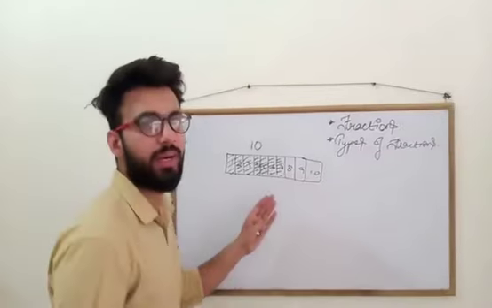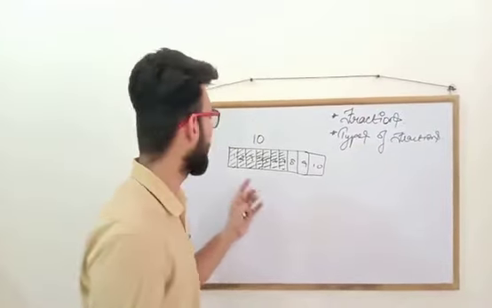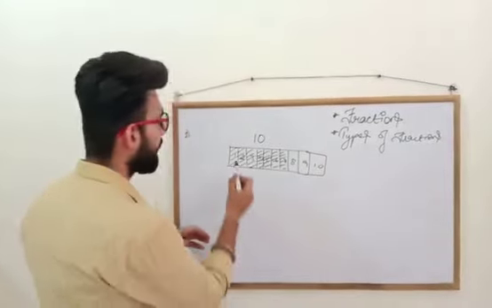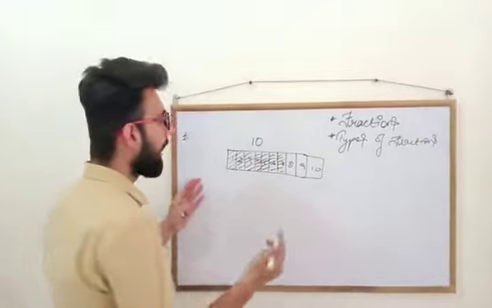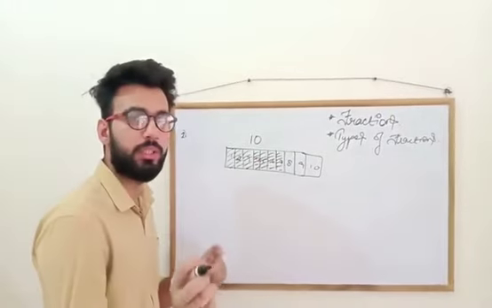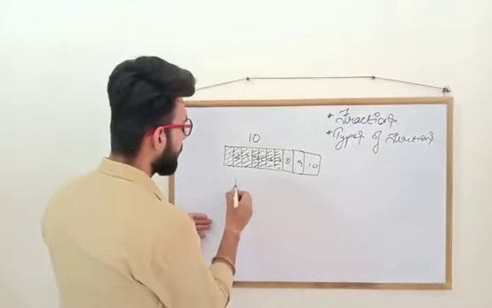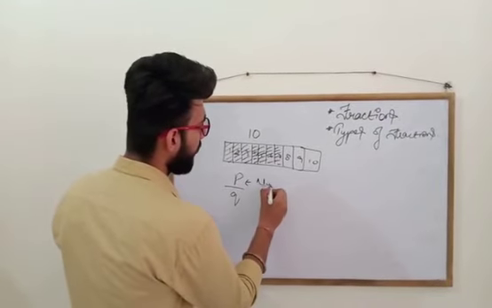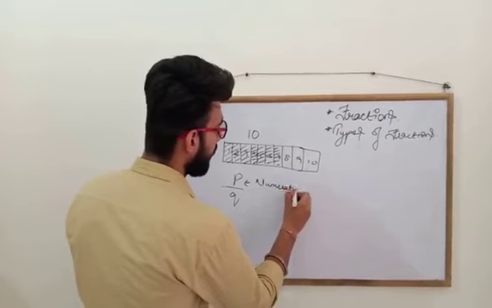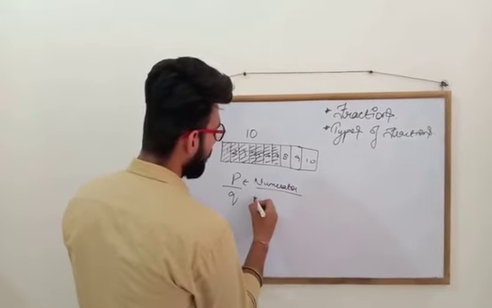The first 7 parts are shaded. How many parts are shaded? 7 parts, right? As you can see, first, second, third, fourth, fifth, sixth, and seventh. So if we need to write it, how will we write? A fraction is always written in the form of P upon Q. P is the numerator and Q is the denominator.